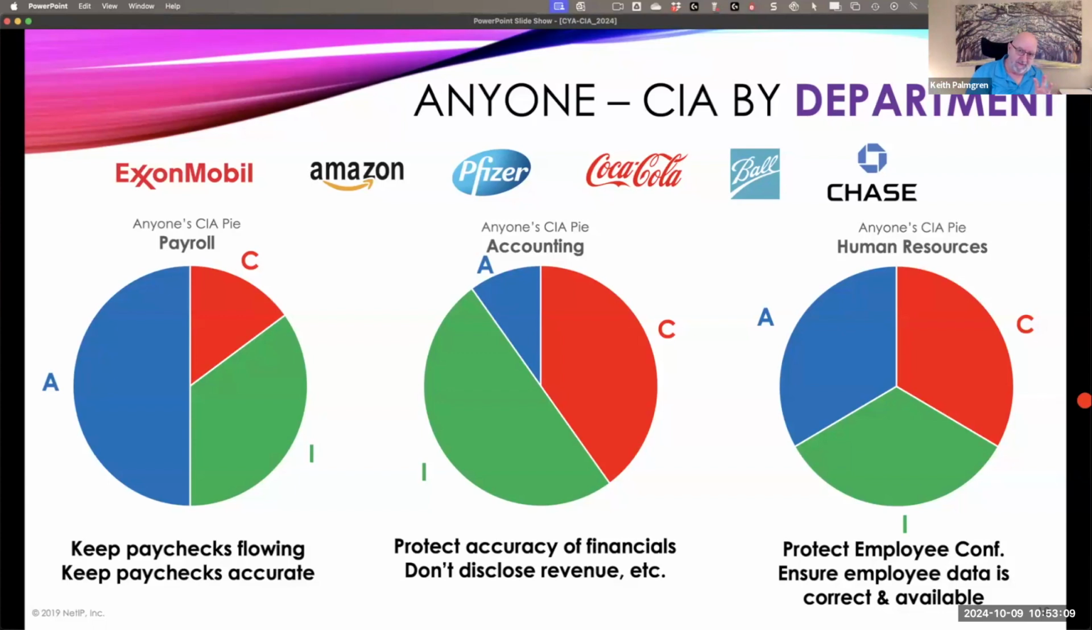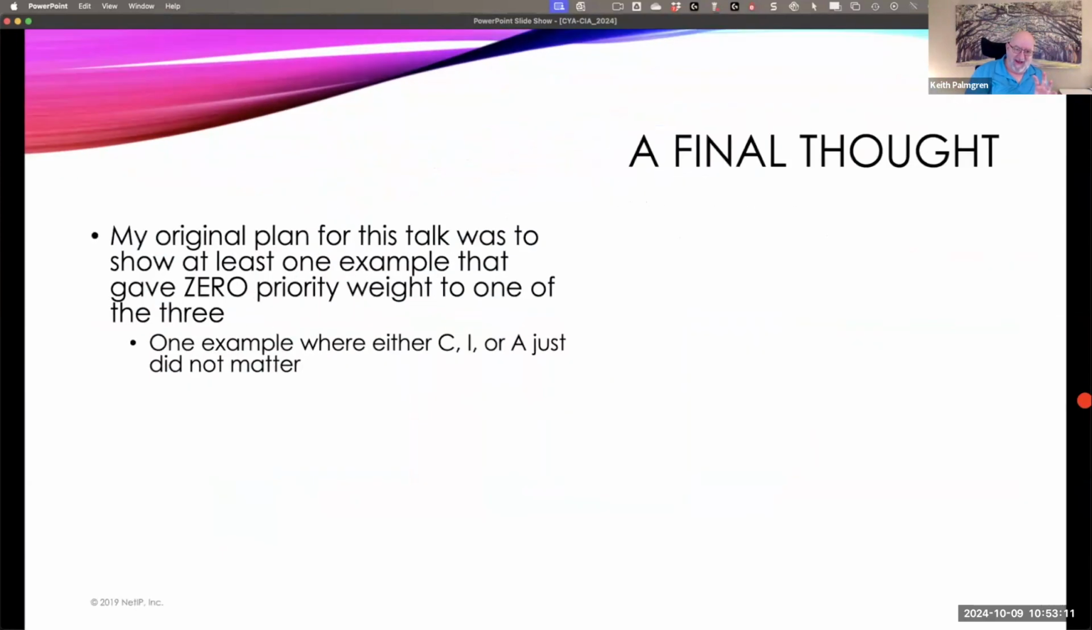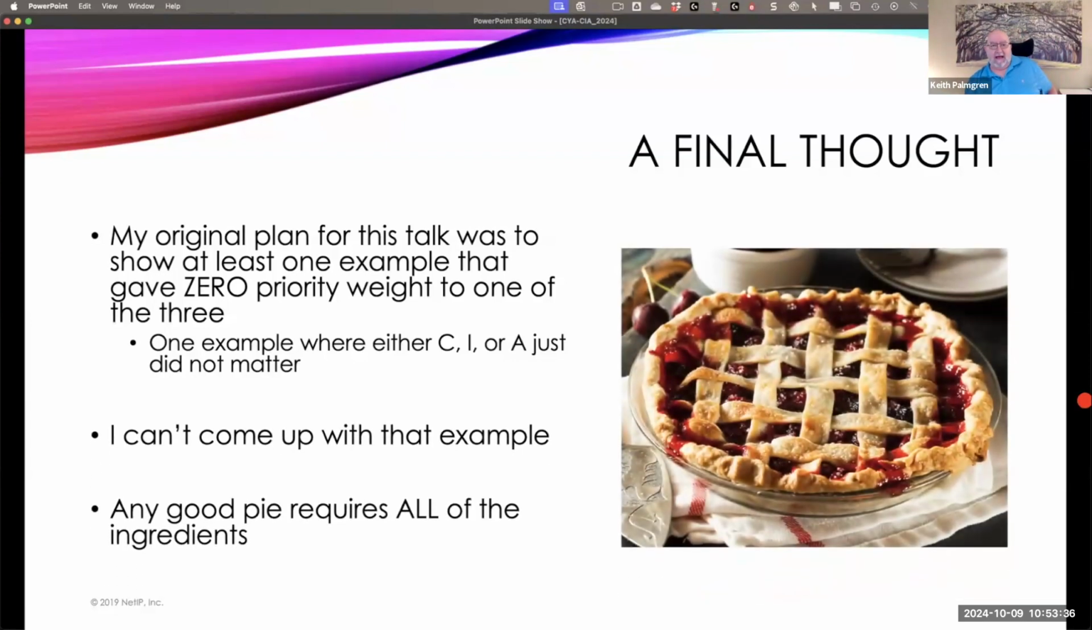Now, one of the things about this entire presentation, my original plan, when I first dreamt this thing up, I was going to come up with at least one example where one of the three didn't apply, either the C, the I, the A, one of the three. In this particular example, it doesn't matter. I spent longer on that than I did on the entire rest of the presentation combined. In fact, over twice as long. And I literally cannot come up with that example. And I finally, like I say, I beat myself over the head long enough. Sooner or later, it makes sense.